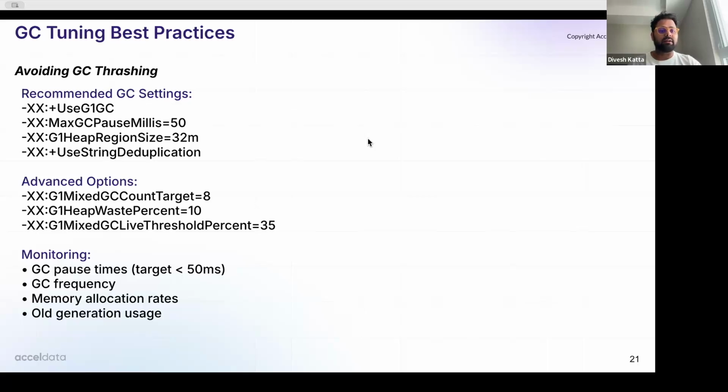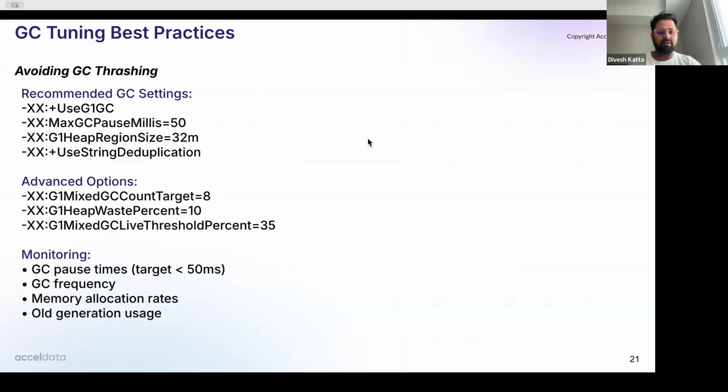String deduplication can save significant memory in HBase due to repeated strings like column qualifiers, table names, and region names. This is essentially free memory saving. The advanced G1 options control how aggressive the collector is in the different phases. Don't change these unless you understand their implications, but they can provide additional tuning opportunities for a specific workload.